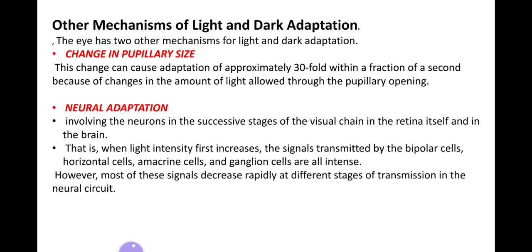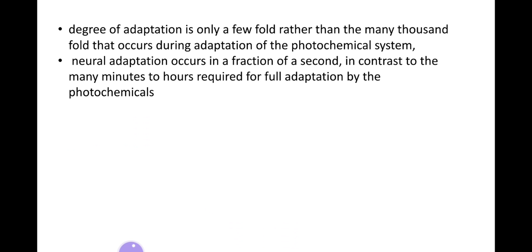Neural adaptation involves the neurons in the successive stages of the visual chain, in the retina itself and in the brain. So when light intensity first increases, the signals transmitted by the bipolar cells, horizontal cells, amacrine cells and the ganglionic cells are all great and intense. However, most of these signals decrease rapidly at different stages of transmission in the neural circuits.